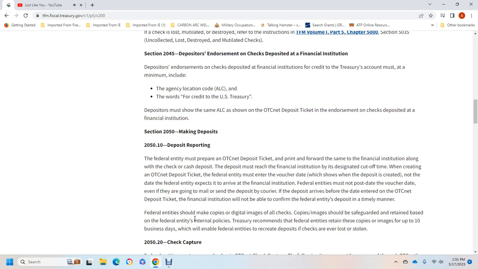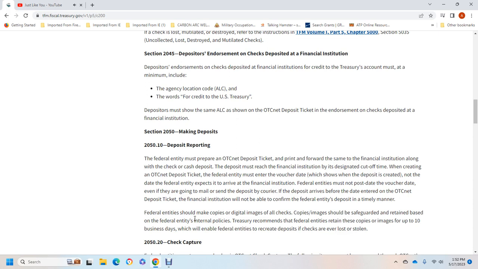Section 2050, Making deposits. 2050-10, Deposit reporting. The federal entity must send the over-the-counter net deposit ticket with the payment to the financial institution, along with the check or the cash deposit. Deposits must reach the financial institution by the designated cutoff time. When creating the over-the-counter net deposit ticket, the federal entity must enter the voucher date, which shows the day the deposit was created, noting the day the deposit is expected to arrive at the financial institution.